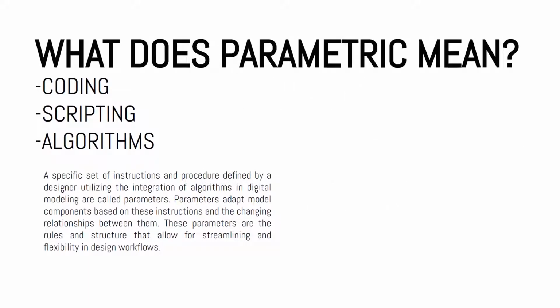So let's start with what parametric means. Some of the terms that are compared with parametric are coding, scripting, and algorithms. The definition is a specific set of instructions and procedure defined by a designer utilizing the integration of algorithms in digital modeling, which are called parameters. Parameters adapt model components based on these instructions and the changing relationships between them. These parameters are the rules and structure that allow for streamlining and flexibility in design workflows.